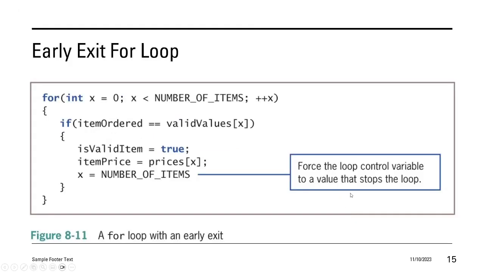Now this is a structure that's an early exit for loop. Effectively, setting x equal to the number of items allows us to stop the loop at the next iteration. Once you find the value, you exit, and this does it without using a break. I think that's pretty cool, and I'll be using this a lot in the future.